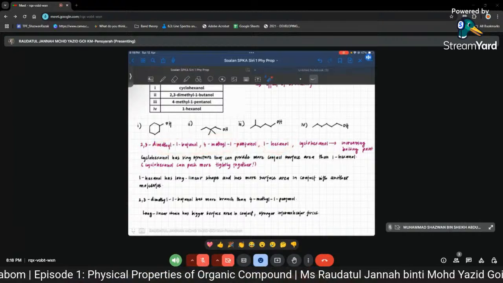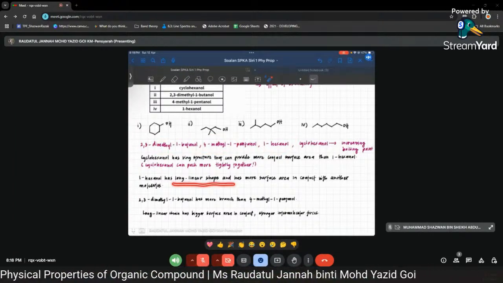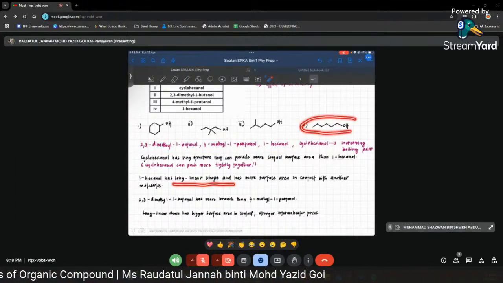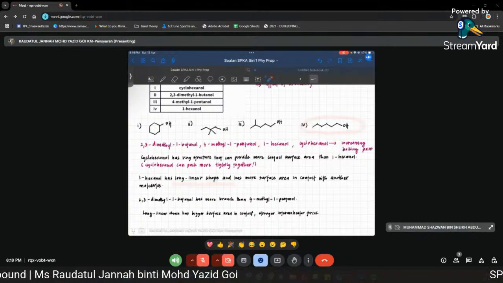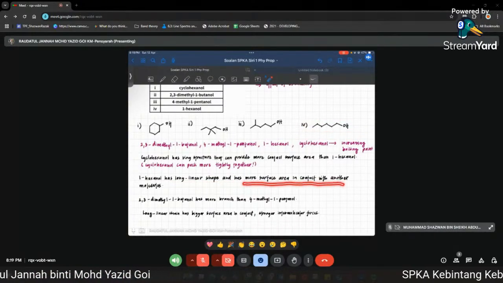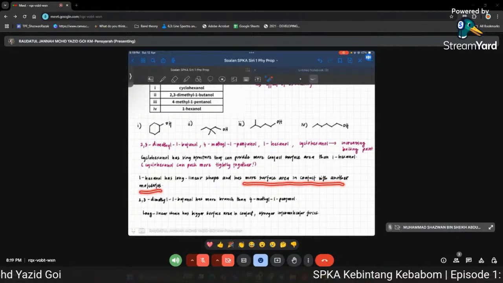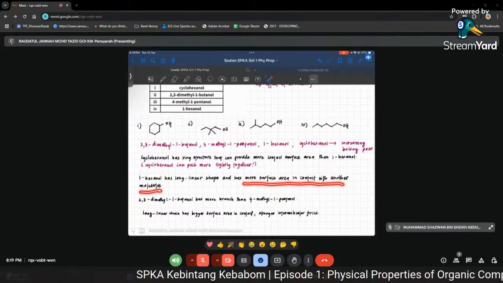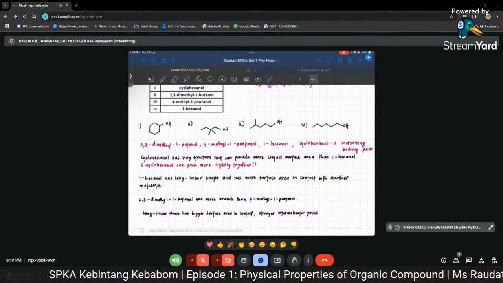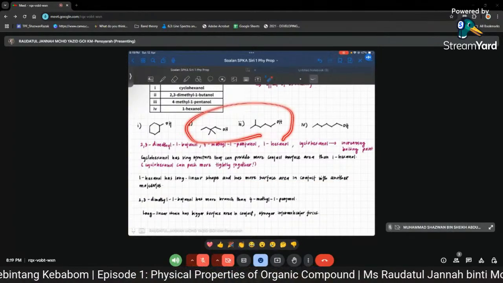So 1-hexanol has long linear shape ataupun long linear structure. So you can see here, panjang. Okay, so by that, it has more surface area in contact with another molecule. So lagi banyak surface area in contact means a stronger van der Waals forces. Okay, and bila mana you compare these two, it's pretty clear cut.